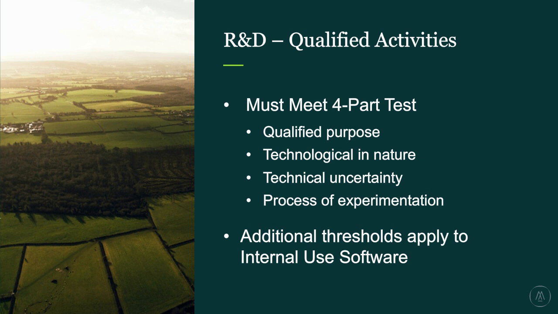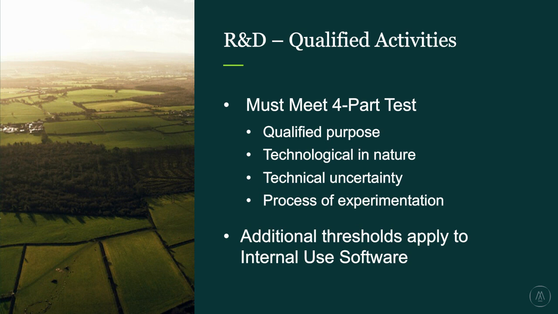And technical uncertainty means the activity is intended to eliminate uncertainty, problems, challenges concerning the capability or method for developing or improving a product or process or coming to a solution, or the appropriateness of design. And to resolve that uncertainty, there's a process of experimentation that is undergone to create activities to eliminate or resolve the uncertainty.